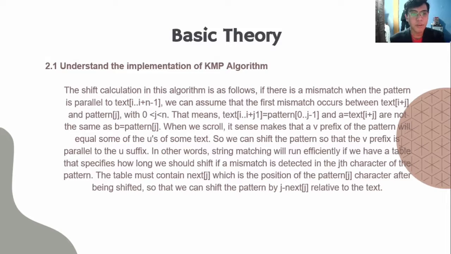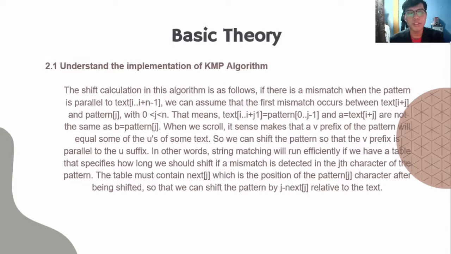When we shift, it makes a prefix v of the pattern equal to some suffix u of the text. So we can shift the pattern so that the prefix v is parallel to the suffix u. In other words, string matching will run efficiently if we have a table that specifies how long we should shift if a mismatch is detected at the g-th character of the pattern.